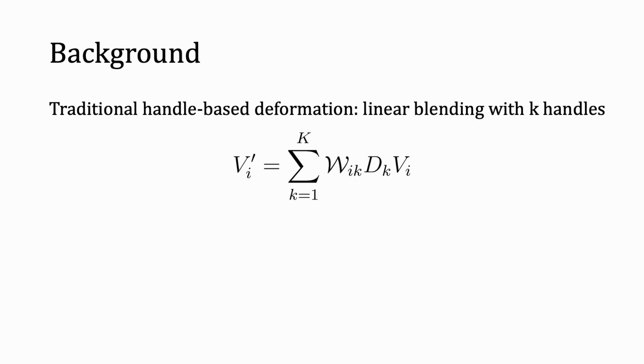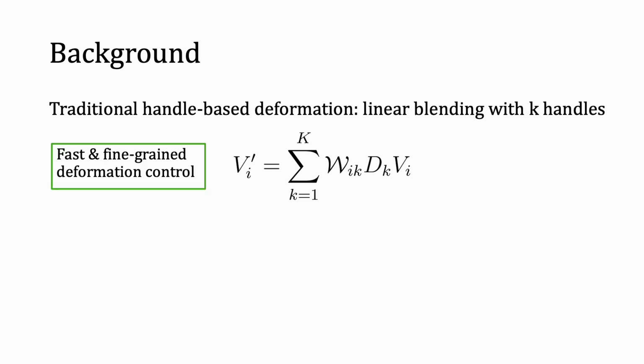We're interested in the task of handle-based mesh deformation, which is traditionally approached through a linear blend skinning framework, where each vertex receives some deformation, which is a linear combination of deformations assigned to K handles. This formulation is popular because the final deformation is extremely fast to compute, but still allows fine-grained deformation control through the control handles. In this equation, Vi and V'i indicate the starting and deformed positions for vertex i, respectively.